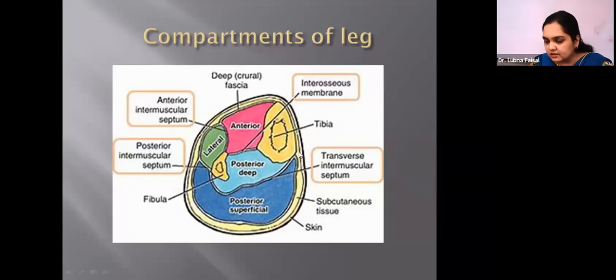The transverse intermuscular septum later on continues as the flexor retinaculum. Deep down it descends and reinforces with the flexor retinaculum, which is attached to the medial malleolus and the calcaneum.